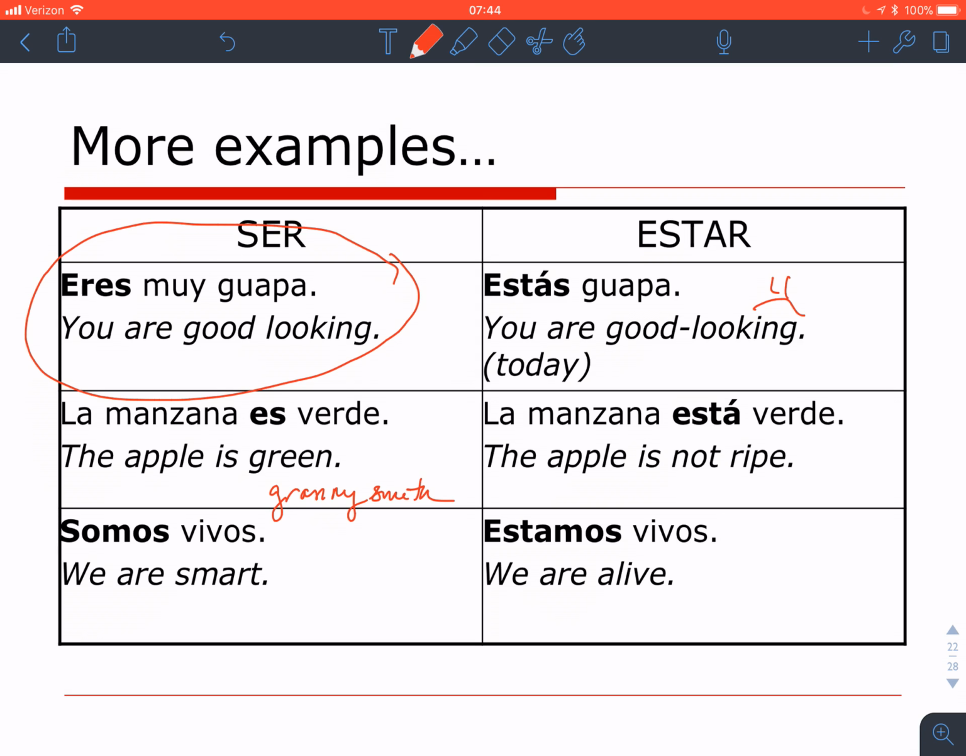But this one, la manzana está verde, it could be any apple. It just hasn't reached a mature state. It's not ripe. You can't eat it. Somos vivos. This means we're smart, as in the smart alecky sense. Y estamos vivos. Maybe we had a challenge that was life-threatening and we made it through alive, and we're just expressing that we're alive. Different connotations.